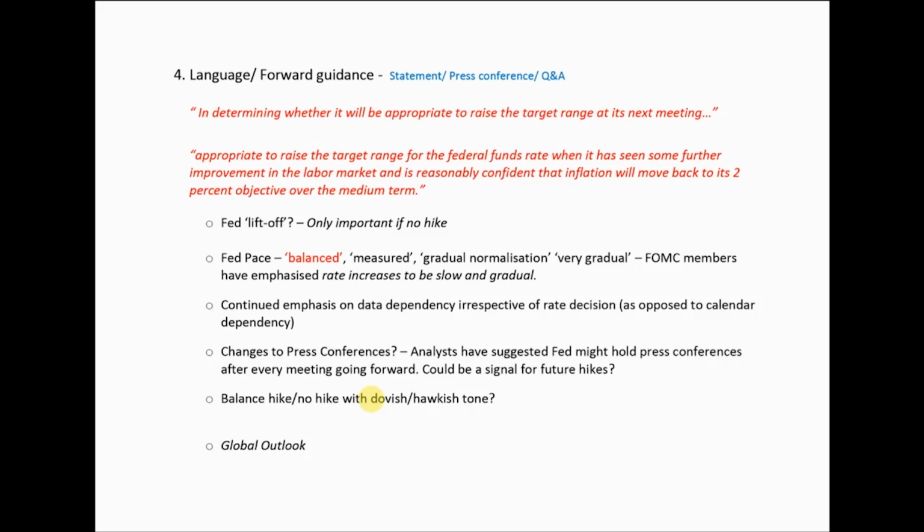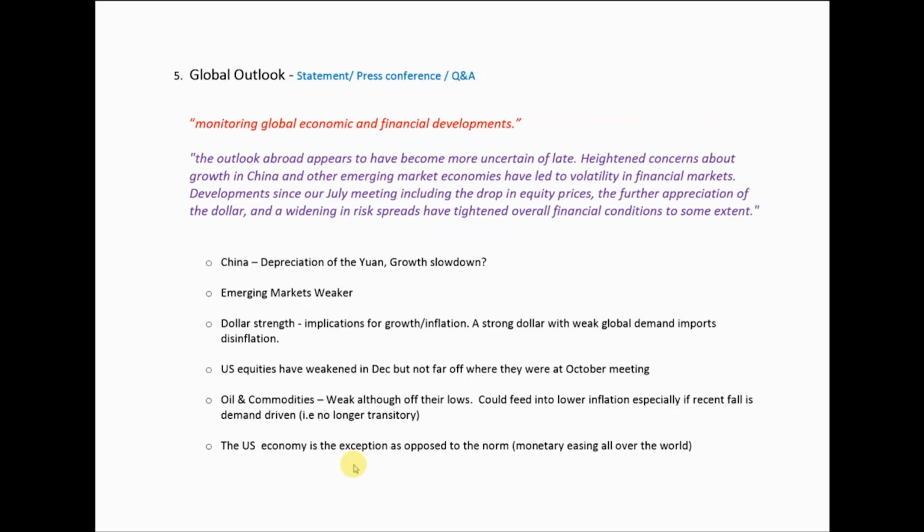And finally, the forward guidance regarding the global outlook. I've dedicated a slide especially to that because it was pretty important in the September meeting. In the September meeting, they actually said the outlook abroad appears to have become more uncertain of late. Heightened concerns about growth in China and other emerging markets have led to volatility in financial markets. And basically, this was in September why they didn't hike rates. In October, they essentially omitted this, but just said monitoring global economic and financial developments.